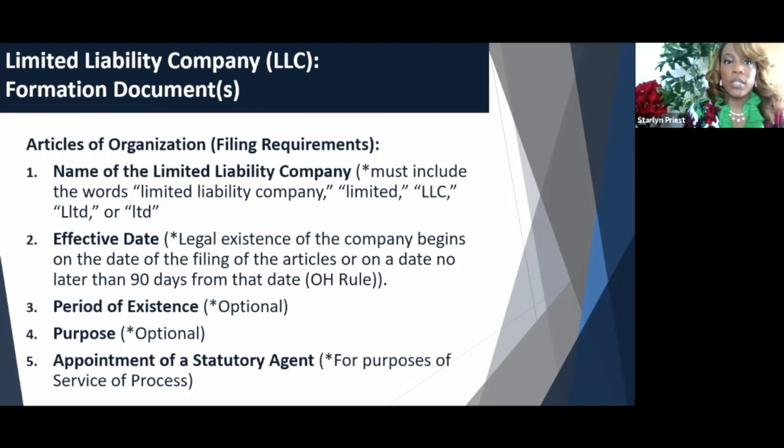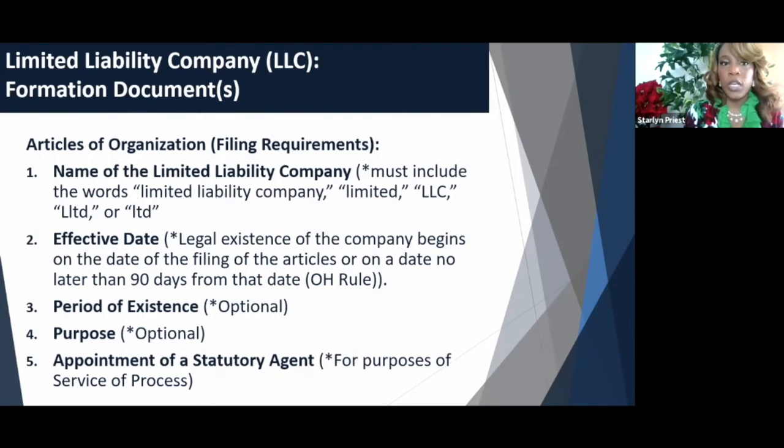These Articles of Organization are the constitution of the company. So it's got to include the name of the company. It has to include the words limited liability company or LLC, to indicate to the public that this is an actual entity and what kind of structure it is. In that document, there are going to be effective dates. In Ohio in particular, they allow your effective date to be up to 90 days from the date that you're actually filing the document. You definitely want to double check that.